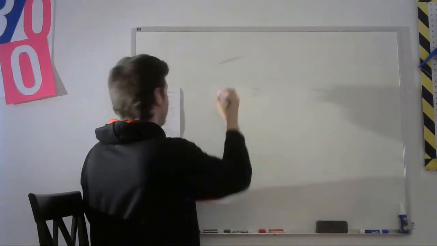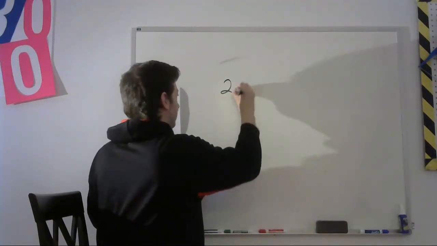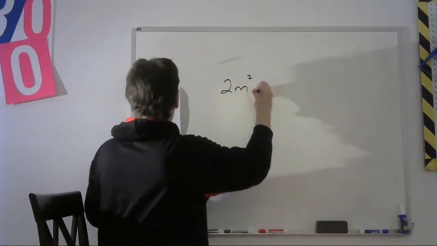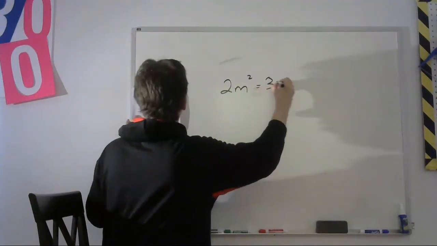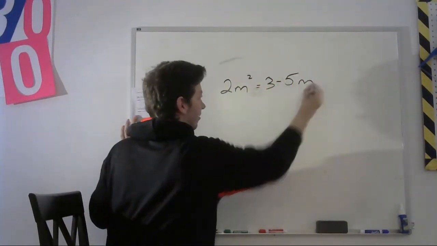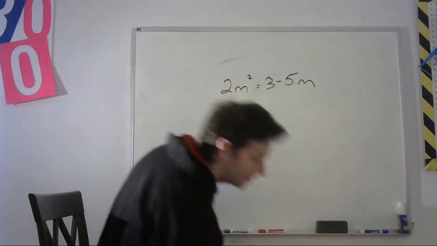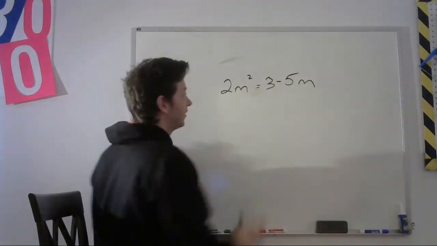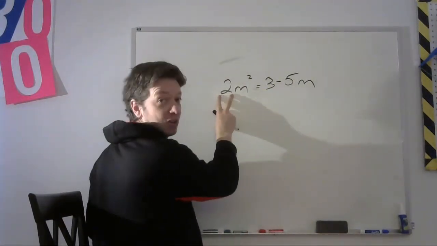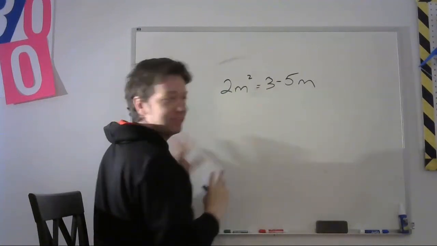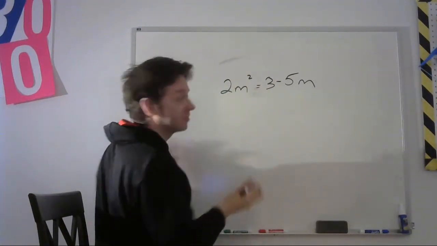Next, part B. We have 2m squared equals 3 minus 5m. Okay, now this is a tricky trinomial because we have this a term not as 1. But first, let's bring everything to one side of the equation and set it equal to 0.